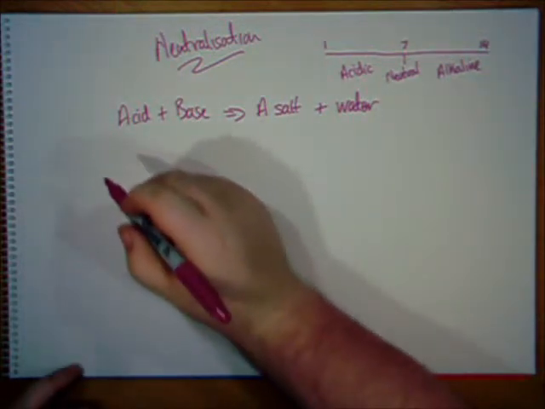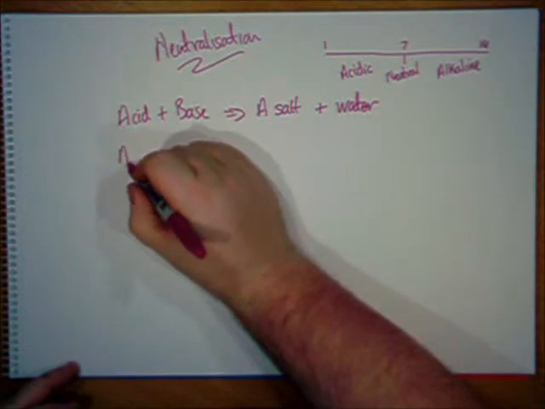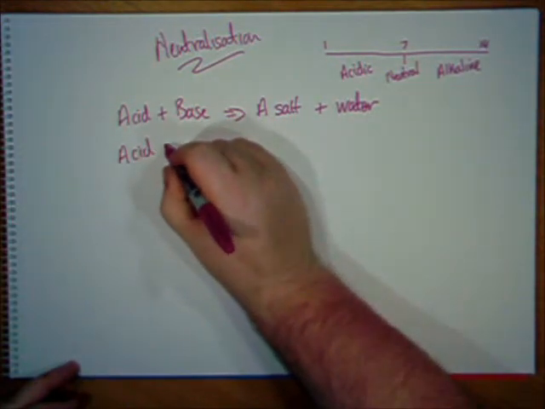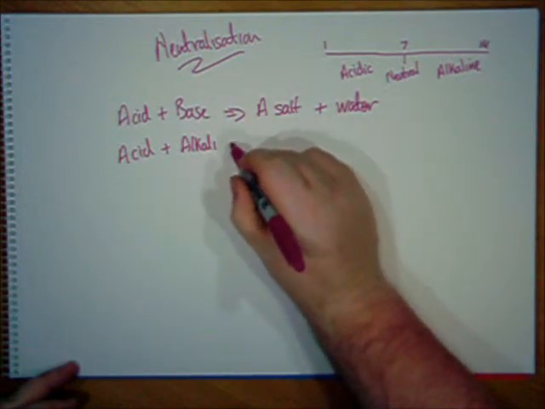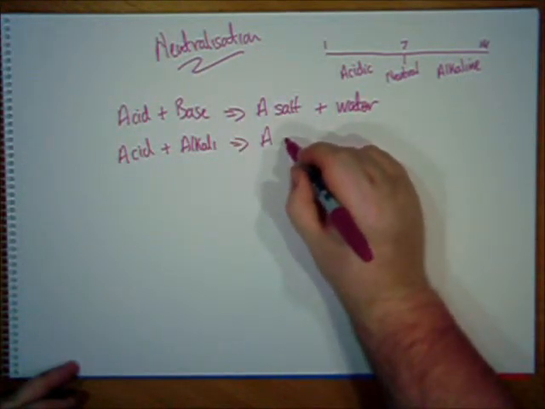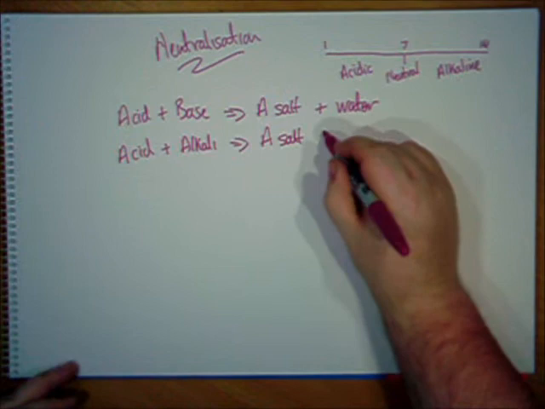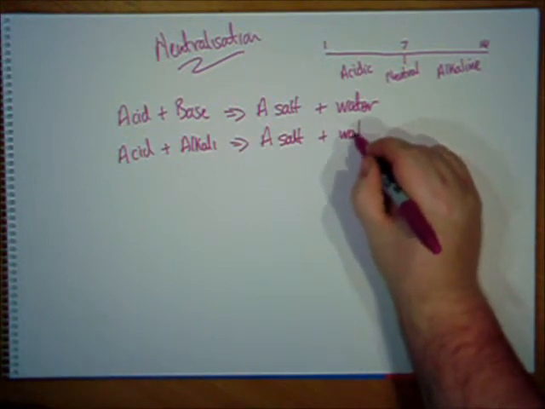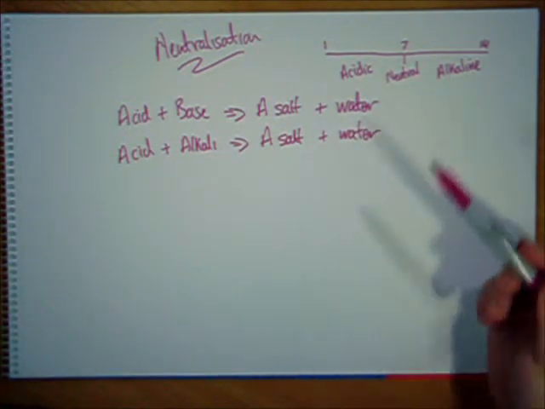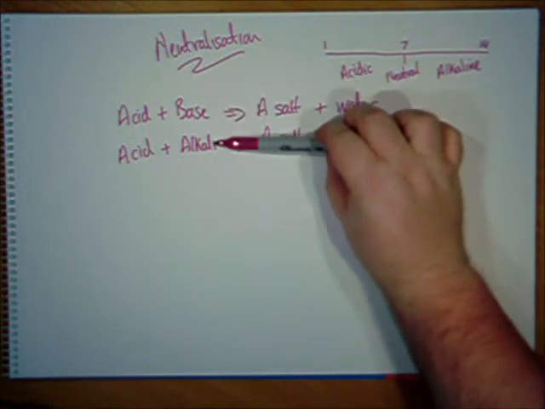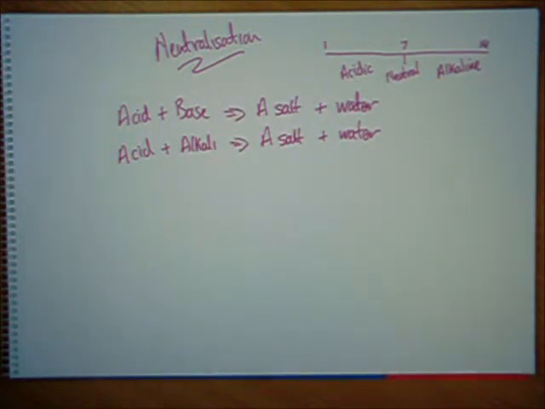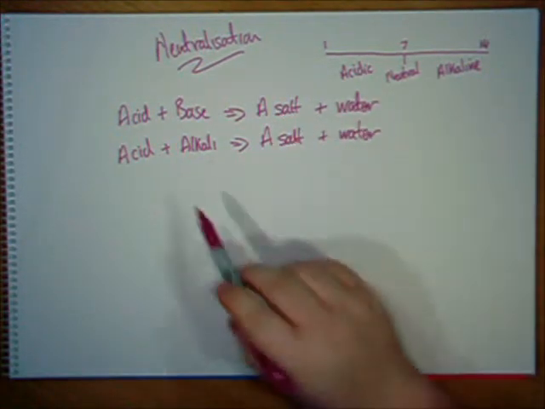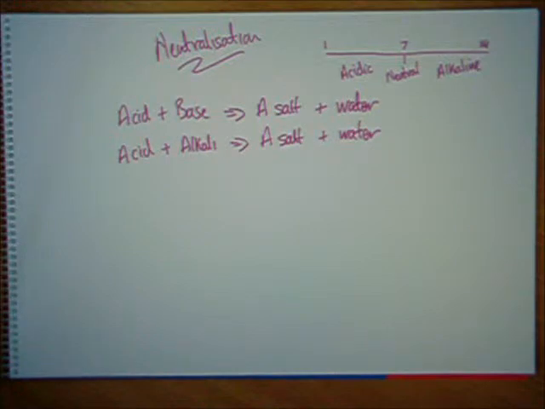Now, if we take an acid and react with an alkali, we also get a salt and water. The only difference between a base and an alkali is that an alkali is water soluble. That's it. So they give you the same products when you react them with an acid.